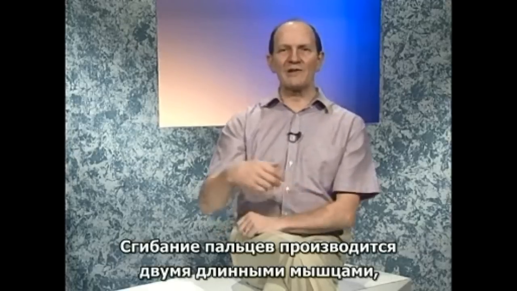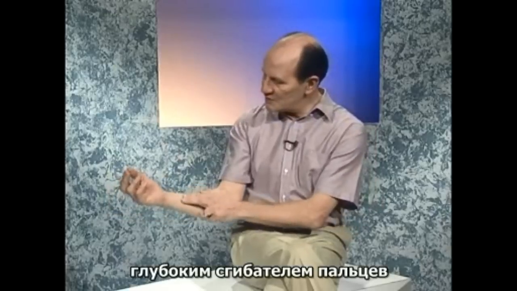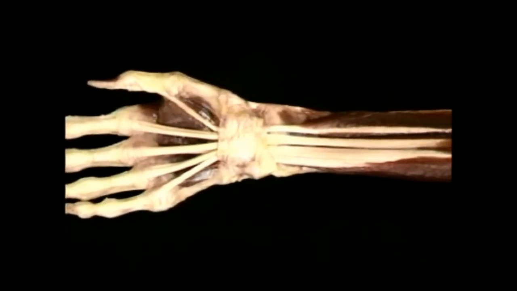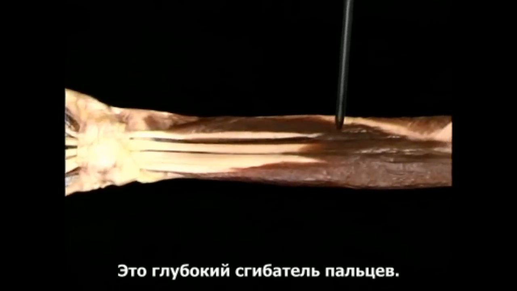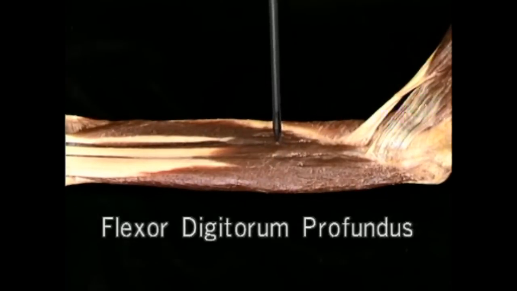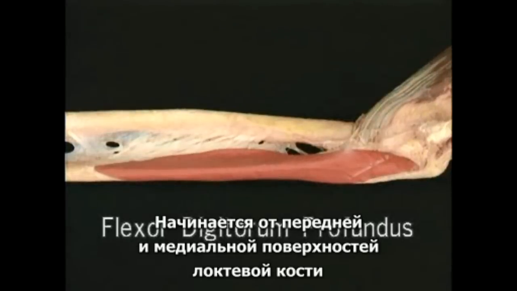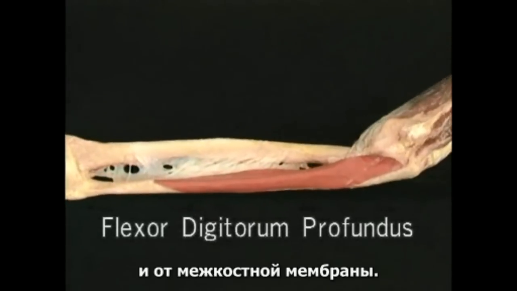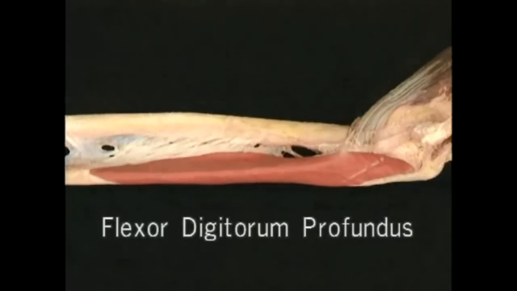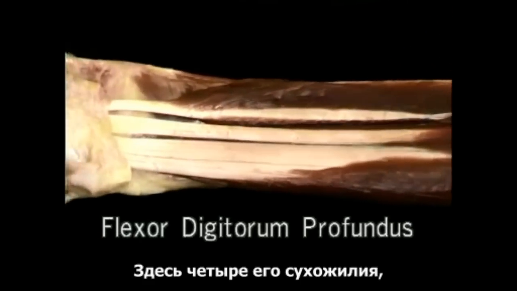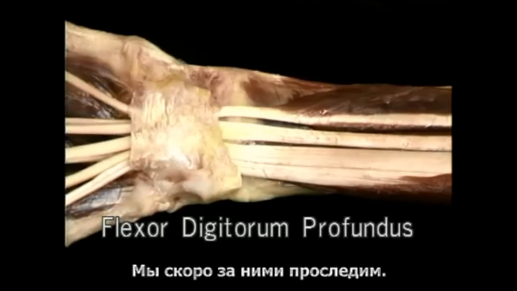Flexion of the fingers is produced by two long muscles, flexor digitorum profundus and flexor digitorum superficialis. Here's the deep finger flexor, flexor digitorum profundus. It arises from the anterior and medial surface of the ulna and from the interosseous membrane. Here are its four tendons, entering the carpal tunnel. We'll follow them in a minute.